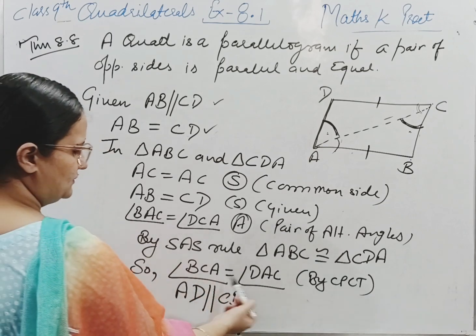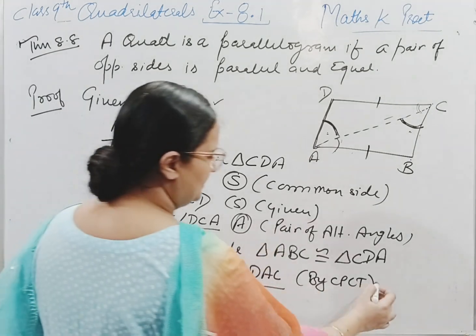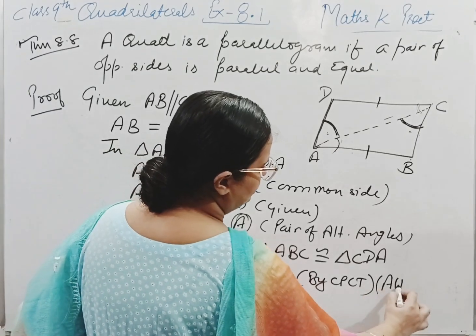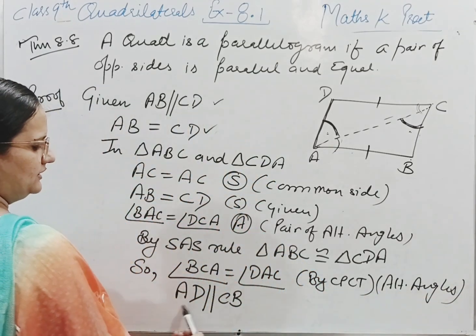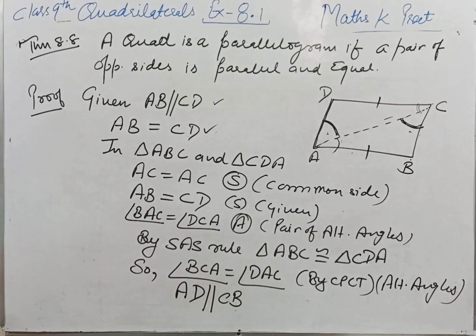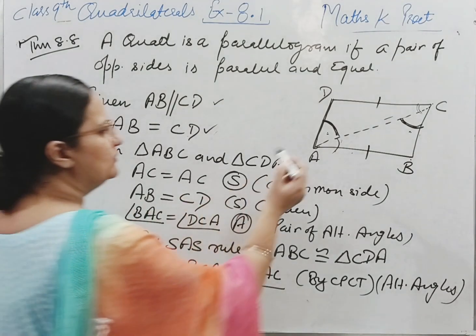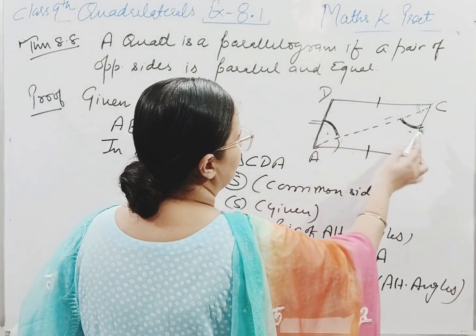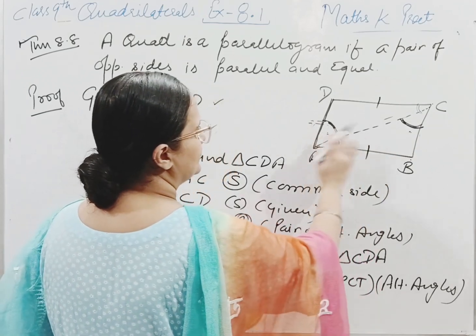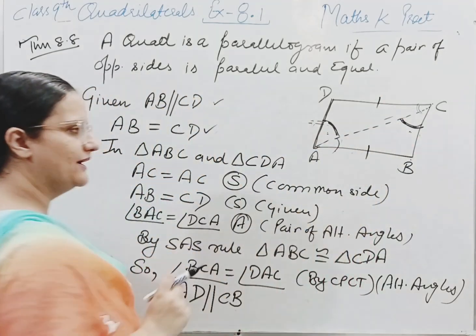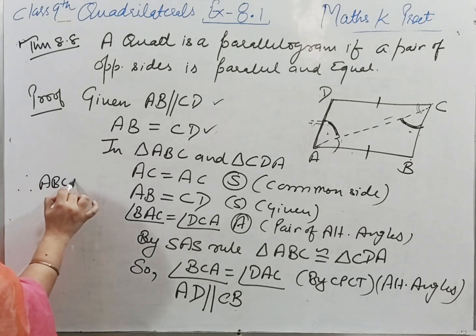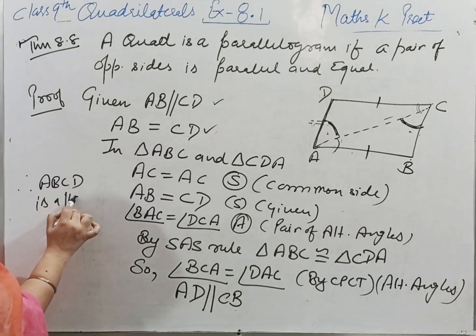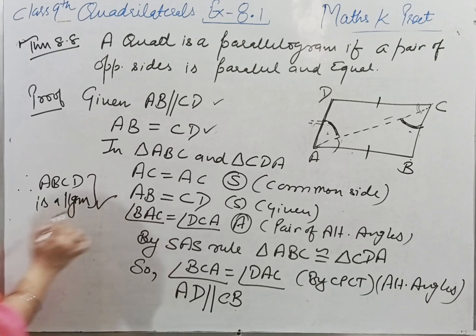Fine. These two angles are equal by CPCT. We can also write alternate angles in bracket. So when these two angles are equal, then these two lines will be parallel. Now we have proved that these two lines are parallel to each other, not equal, parallel to each other. These two are parallel, these we were having parallel. So therefore ABCD is a parallelogram. Hence proved. Proof was very simple.